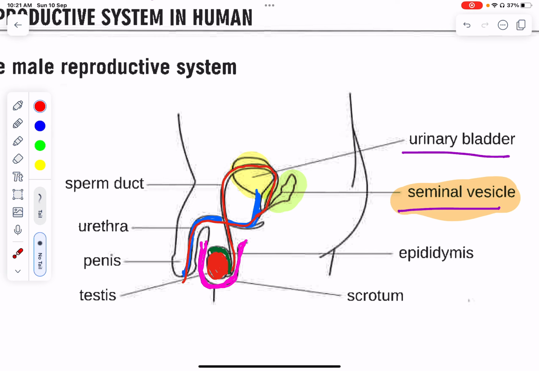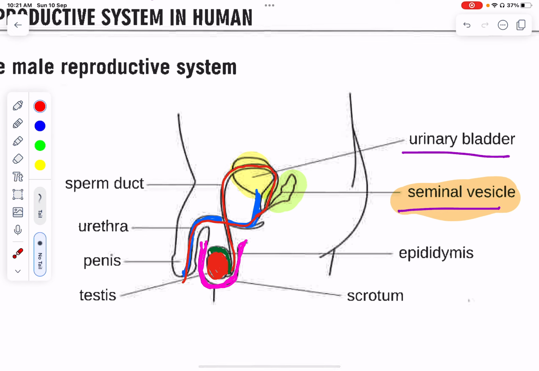So in this case, the one in yellow represents the urinary bladder. What the urinary bladder does is store the urine. Second, you have the seminal vesicles. The seminal vesicle secretes some nutrients for your sperm. Same thing with the epididymis.